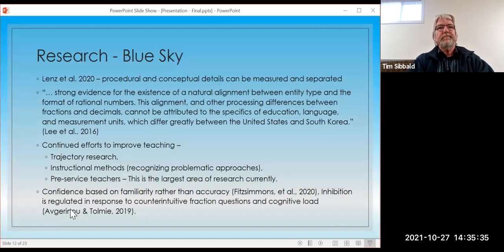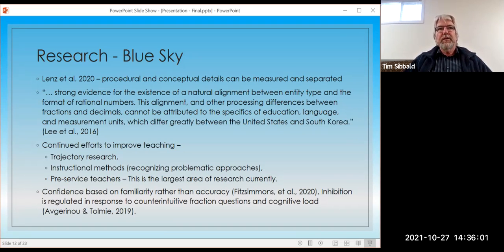I'm going to shift over to the research side at this point. And what I want to do with this is just say, here's some of the general research that's out there that has implications for fractions. It's not necessarily solving the practical problems, but it is speaking to that arena.